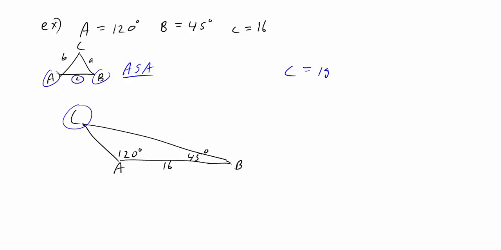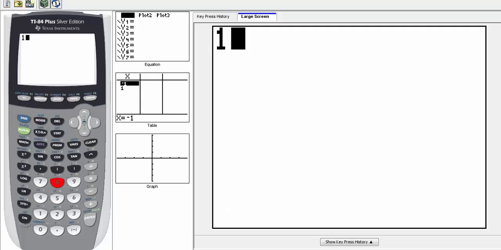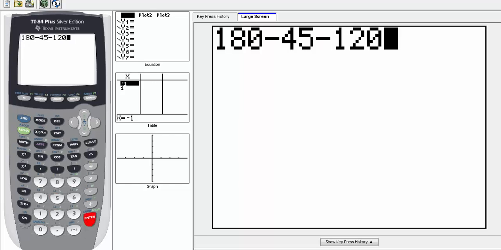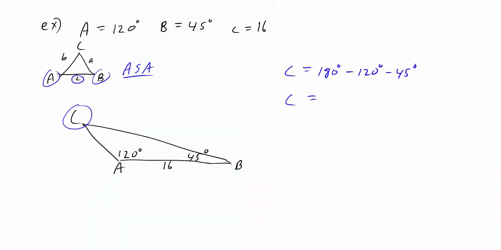So we can simply take 180 degrees and subtract away the 120 degrees and the 45 degrees. If you need to, you can go to your calculator: 180 minus 45 minus 120, and we would certainly get 15. So therefore, angle C is equal to 15 degrees.